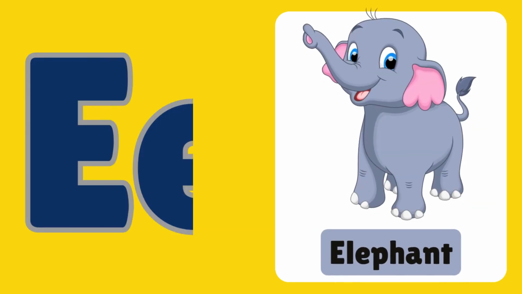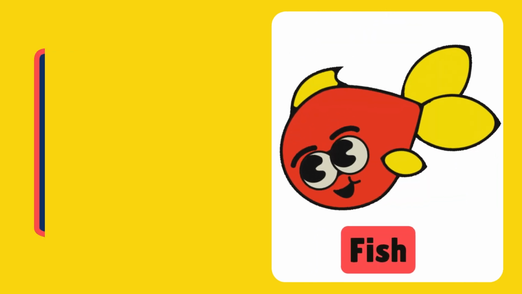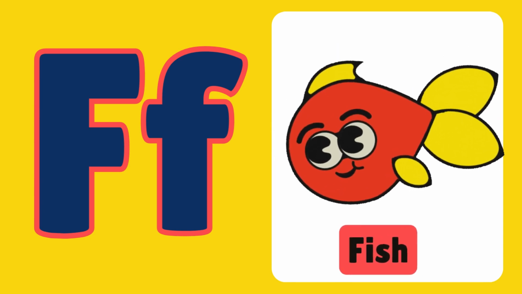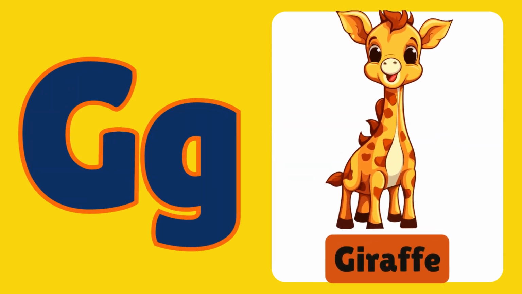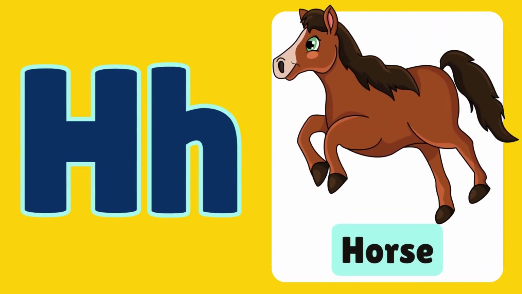E. E is for elephant. F. F is for fish. G. G is for giraffe. H. H is for horse.